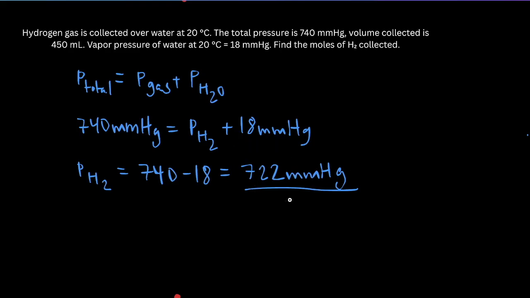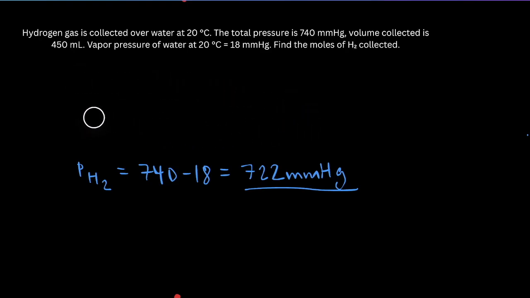And now we have to go from this pressure to moles of hydrogen gas collected. How do we do this? Well, I'm hoping you guys are familiar with the concept of the ideal gas law. If you aren't, just a very brief overview, the ideal gas law, which is PV equals nRT. Okay?